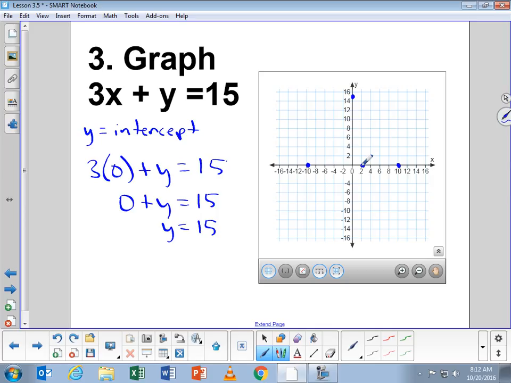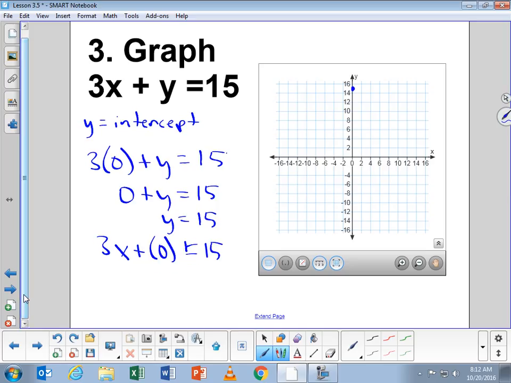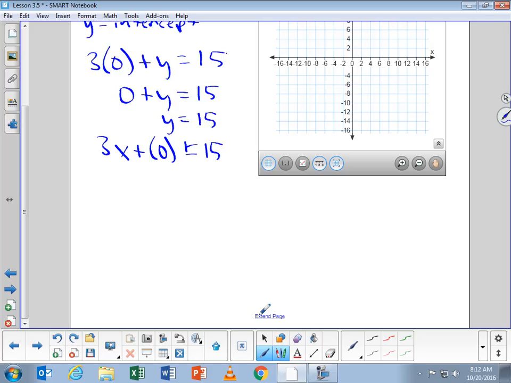Everywhere on that line, the value of y is 0. Everywhere on here, the value of y is 0. So if I put 0 in for y, it's 3x equals 15. What do I do to solve for x? Divide by 3. So x is 5.